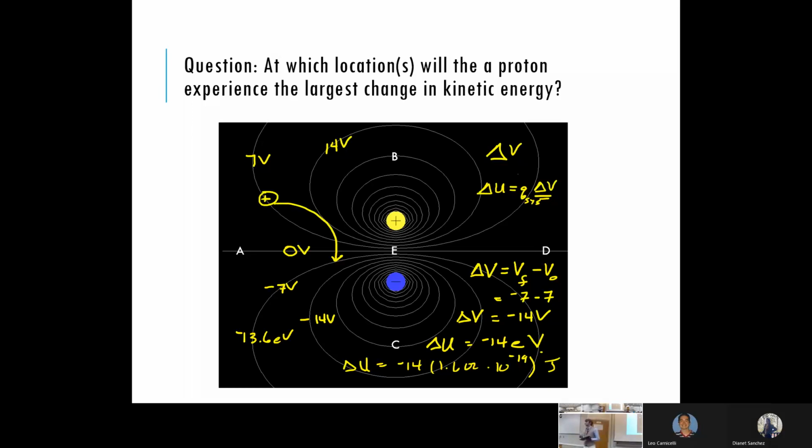I'm a little confused how at E we have the highest magnitude electric field and the highest force, but then the electric potential is 0. Okay, let's do an analogy. Let's try this one. Maybe this one will work.